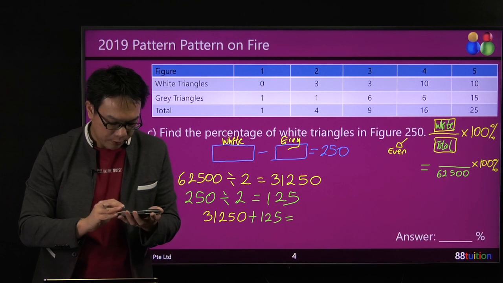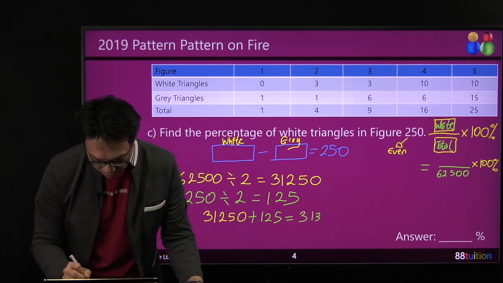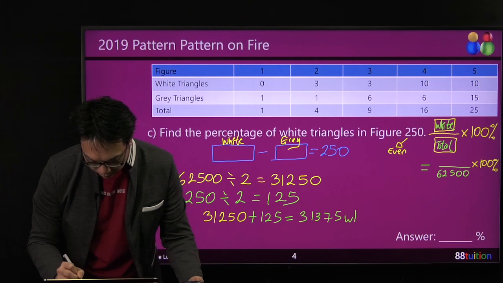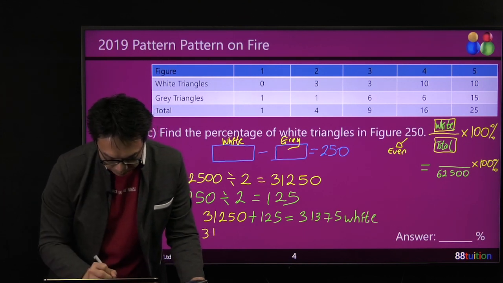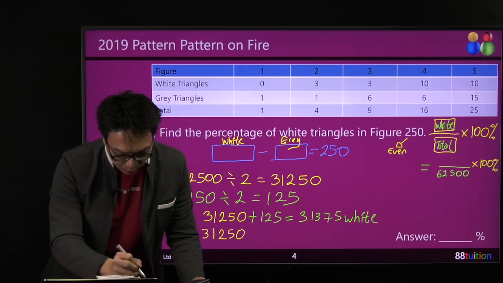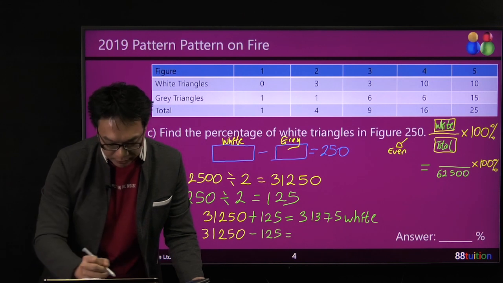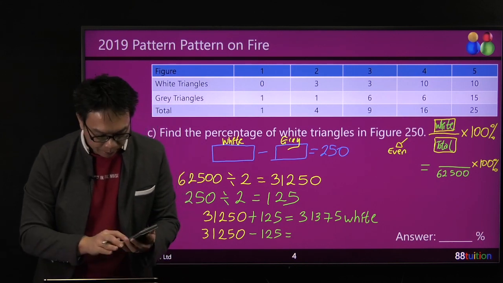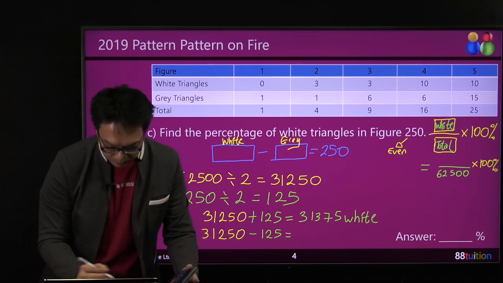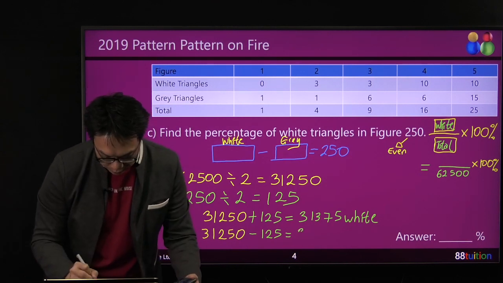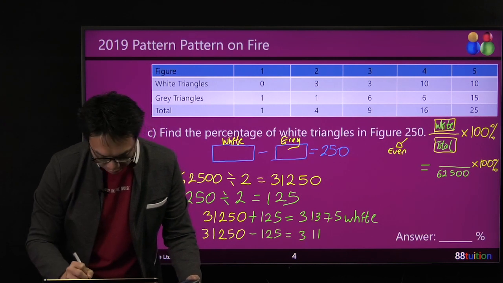This will give you your bigger number, which is the white. Next, you take your 31,250 minus away your 125. Remember, ultimately, you want to create a gap of 250. 31,250 minus 125 is equal to 31,125. Great.